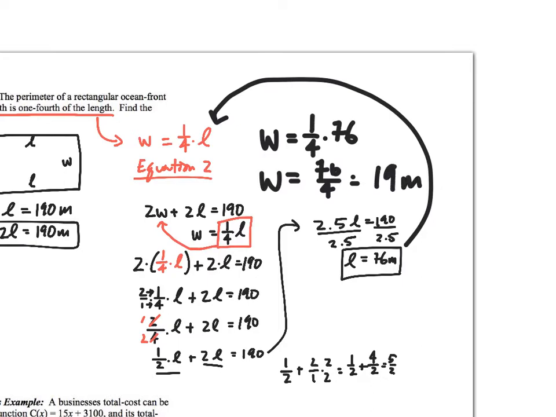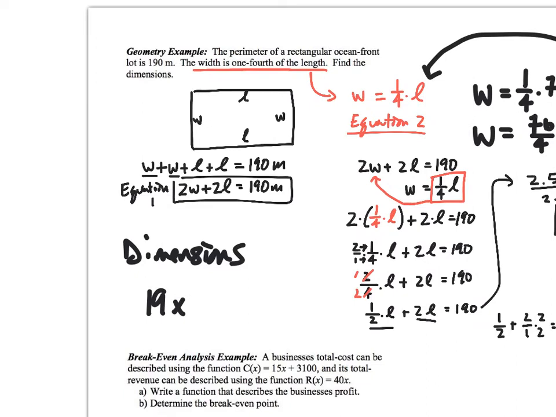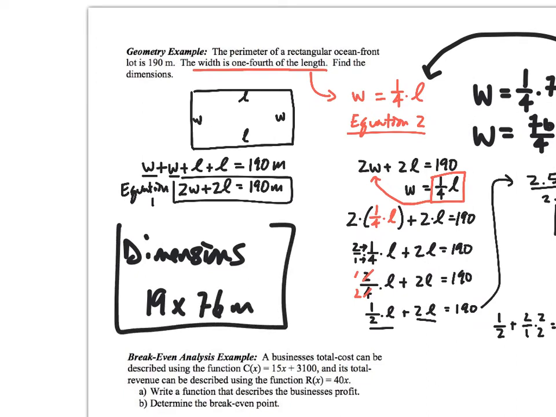So when I write my answer, my dimensions are going to be 19 by, what was that, 76? 76. Okay, and that's going to be in meters. All right, that's what I got for that.